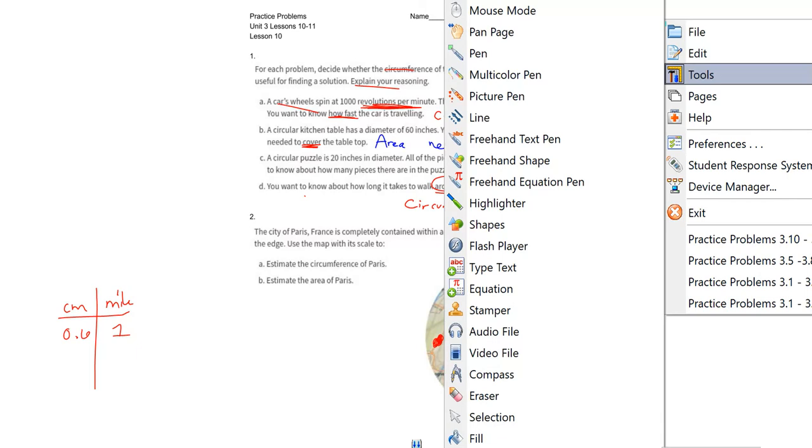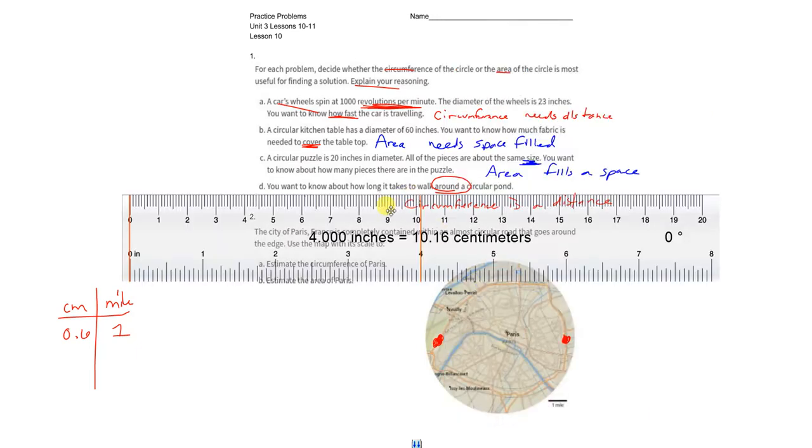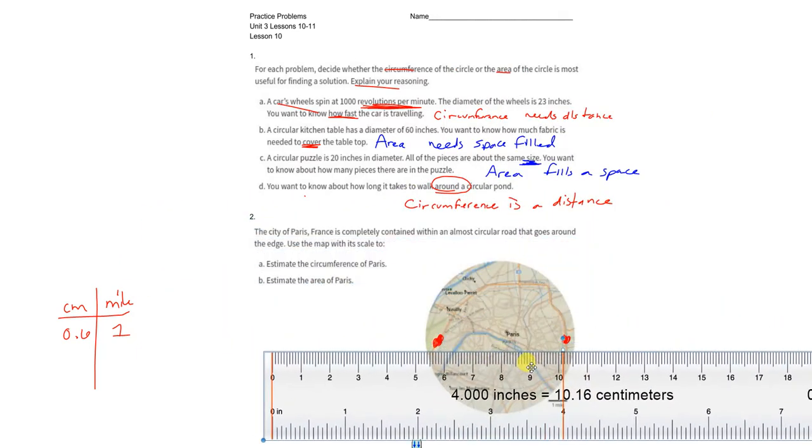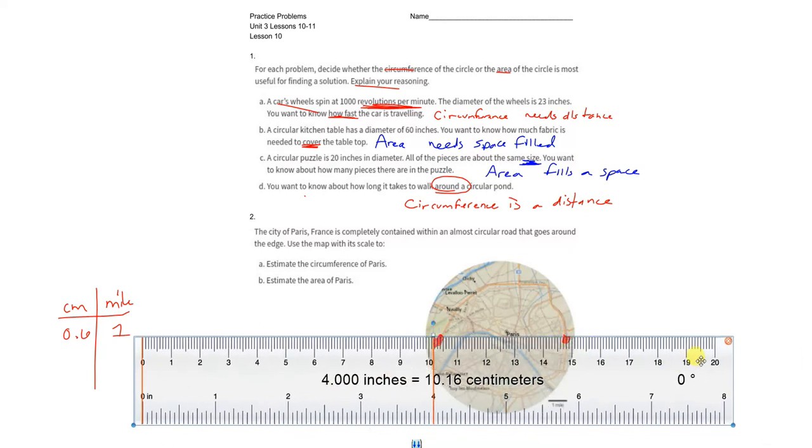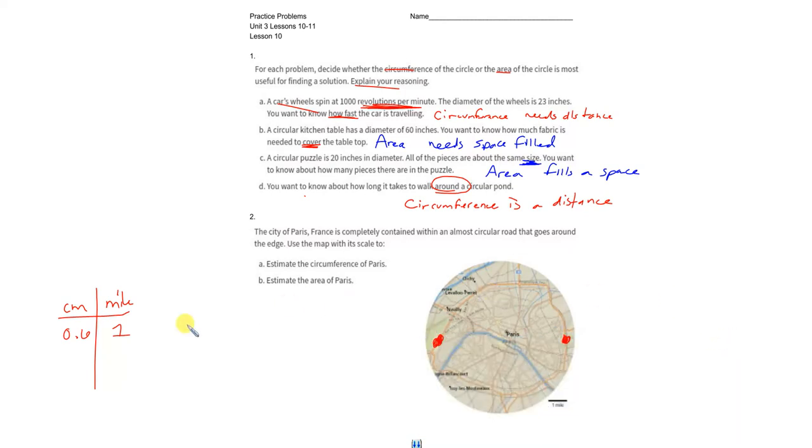So let me go back to my ruler. Sorry, shouldn't have closed it. And I'm going to measure across. I'm going to start on the 6 there, and it ends at 10.5. So that's 1, 2, 3, 4.5. About 4.5 centimeters across that I measure.